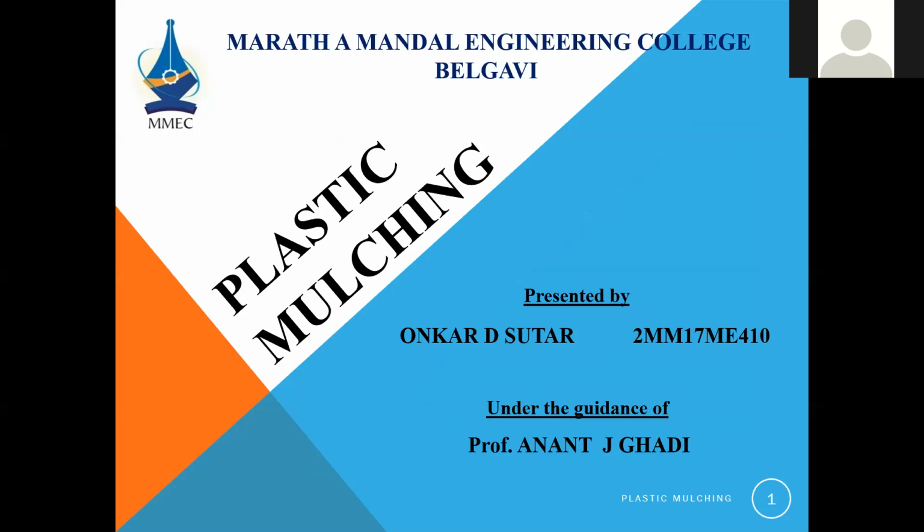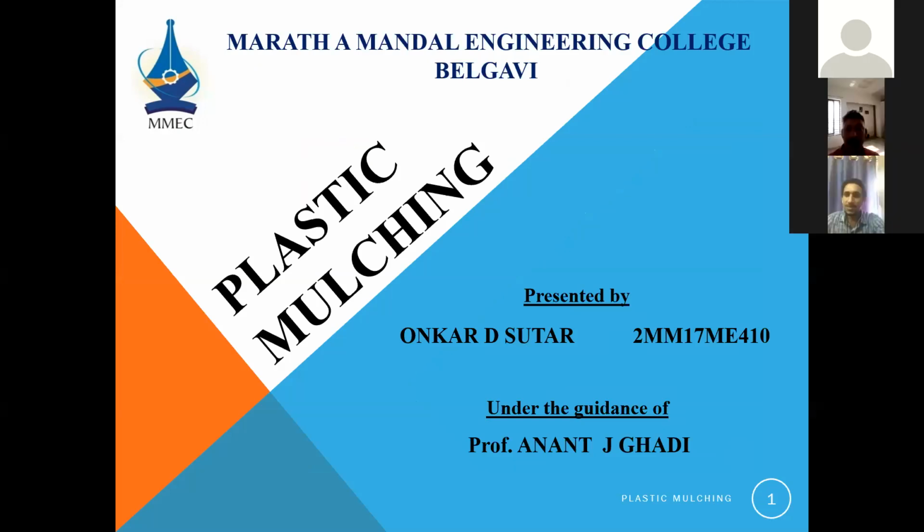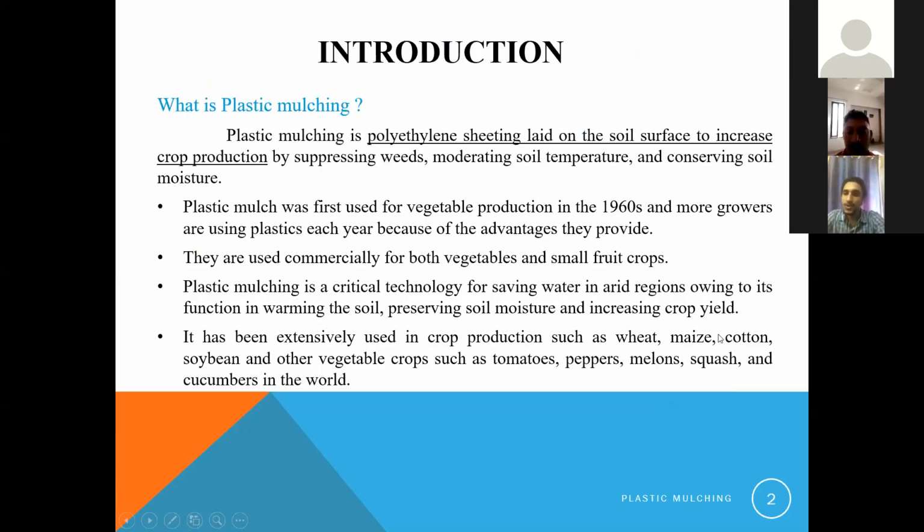Basically, plastic mulching is a polyethylene sheeting laid on the soil surface to increase crop production by suppressing weeds, moderating soil temperature, and conserving soil moisture. They are usually used commercially both for vegetables and small fruit crops. Plastic mulch is a critical technology for saving water in arid regions, owing to its function of warming the soil, preserving soil moisture, and increasing crop yield. This process is used for cotton, soybean, and other vegetables.